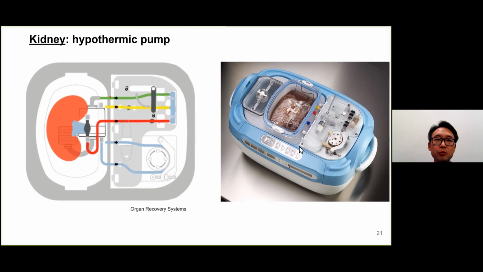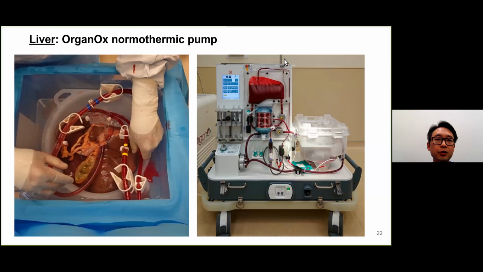With kidneys, there's a machine that's widely used, and what this does is it circulates cold preservation solution through the kidney until it's transplanted. Under the right conditions, this system has been found to help kidneys work faster after they're transplanted. And for the liver, there's also been a lot of effort to test systems that don't just pump cold solutions through the liver, but actually pump body temperature blood through the organ. So these are normothermic pumps. These machines are much more complex, essentially heart-lung machines.